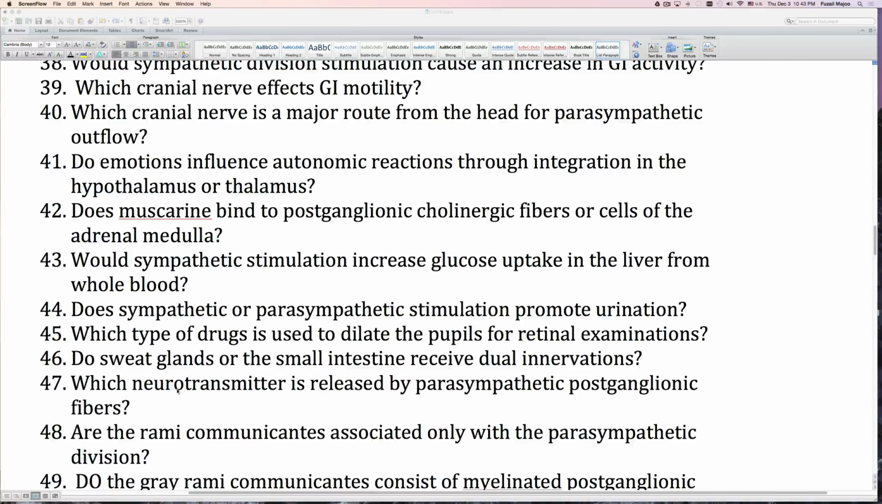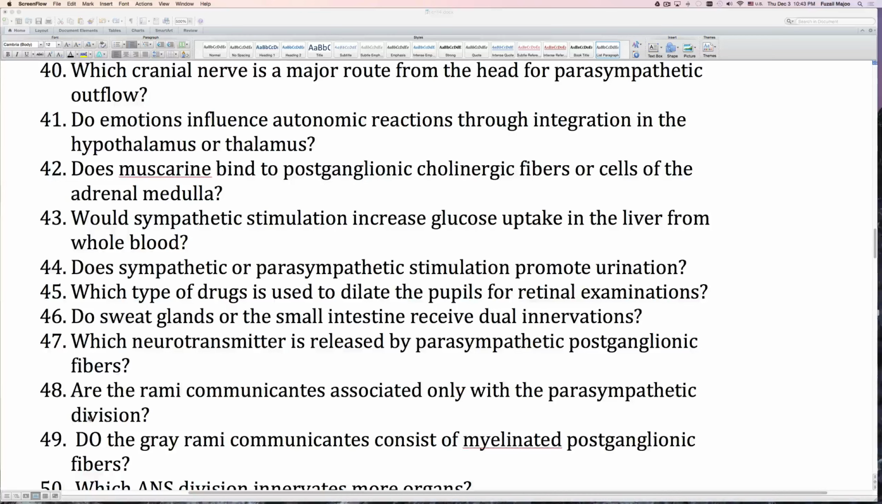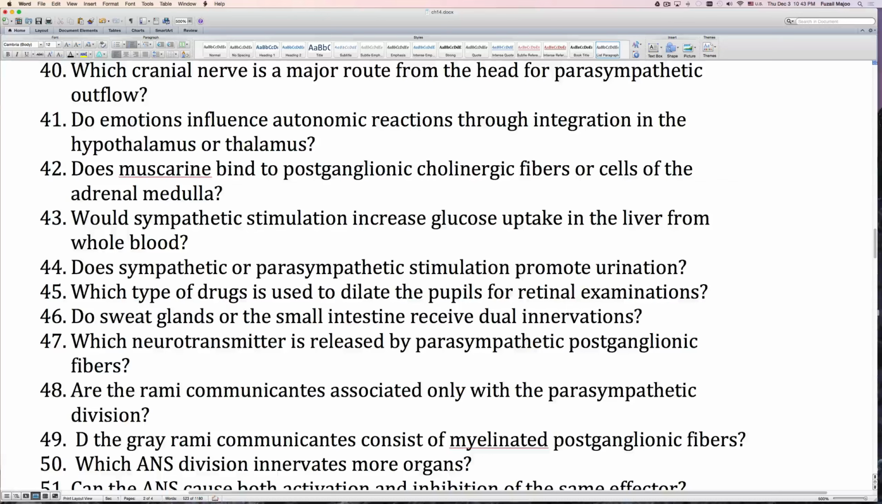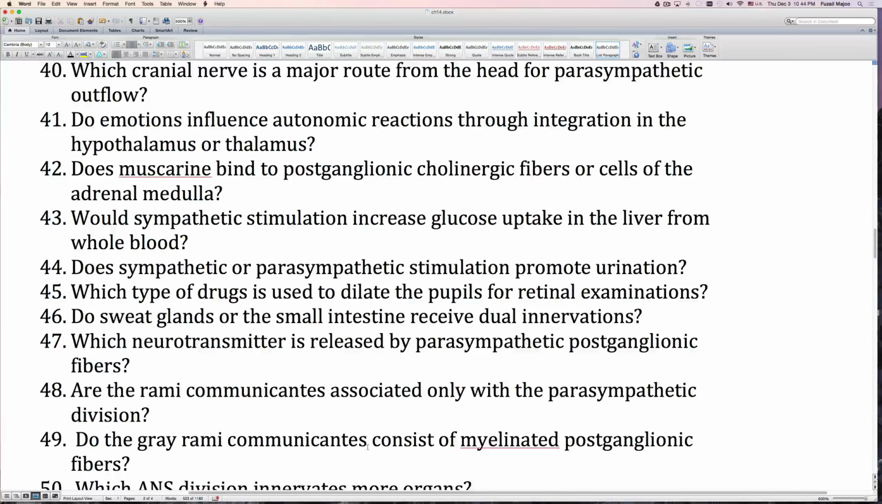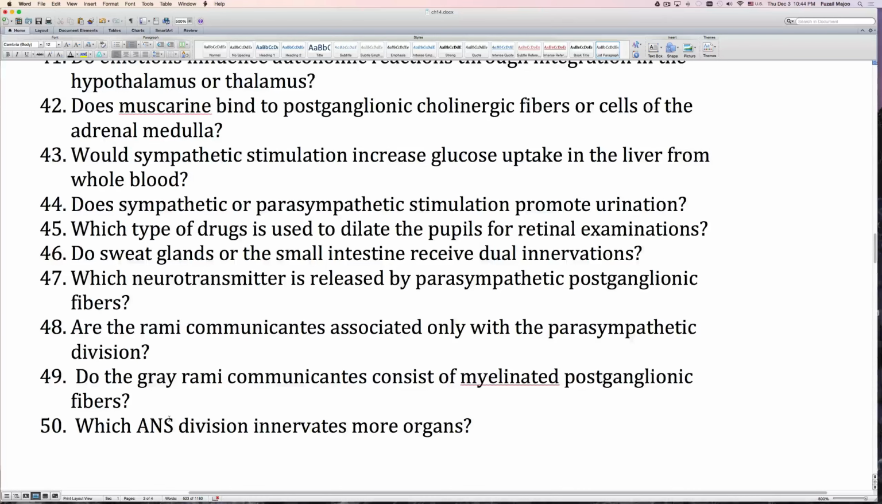Number 47. Which neurotransmitter is released by parasympathetic postganglionic fibers? Number 48. Are the rami communicantes associated only with the parasympathetic division? Number 49. Do the gray rami communicantes consist of myelinated postganglionic fibers?